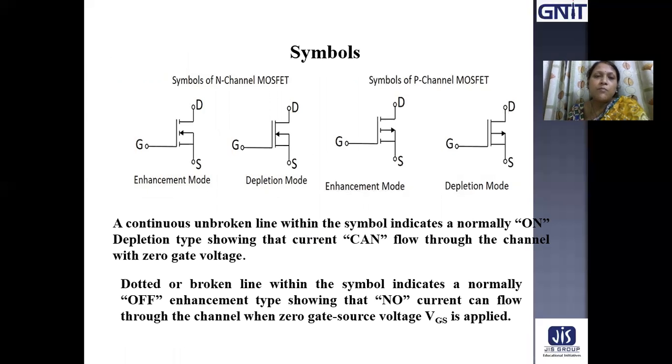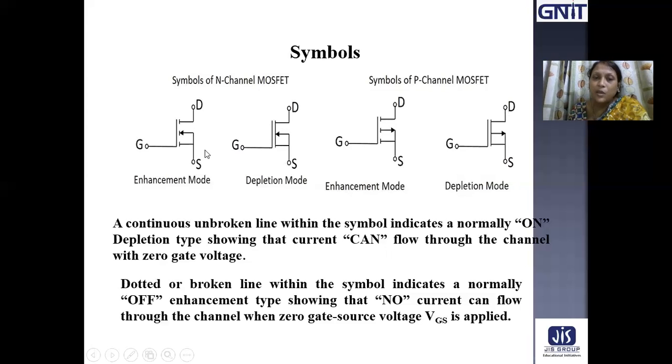So symbols of N-channel MOSFET, symbols of P-channel MOSFET. Symbols of N-channel MOSFET: enhancement mode, depletion mode. This is enhancement mode and this is depletion mode. In the enhancement mode MOSFET, this line is discontinuous, whereas in the depletion mode MOSFET, this line is continuous. That is the only difference between these two.